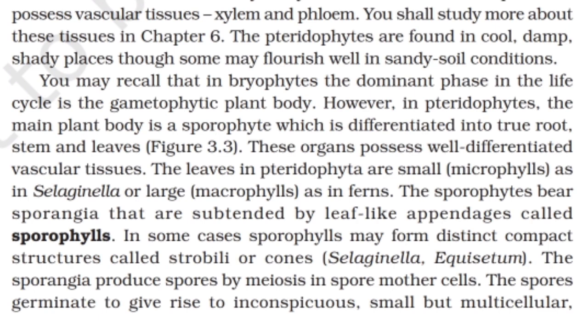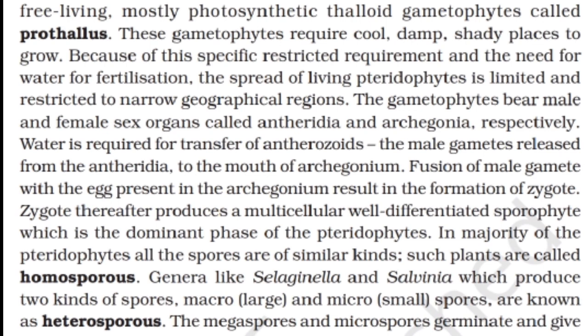In some cases, sporophylls may form distinct compact structures called strobili or cones (Selaginella, Equisetum). The sporangia produce spores by meiosis in spore mother cells. The spores germinate to give rise to inconspicuous, small but multicellular, free-living, mostly photosynthetic thalloid gametophyte called prothallus.